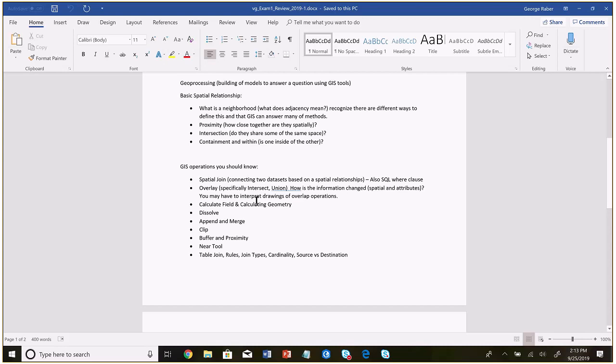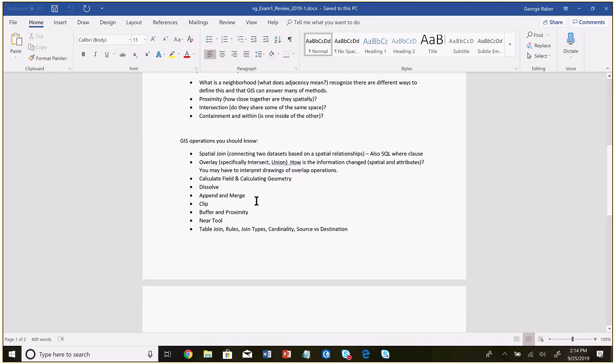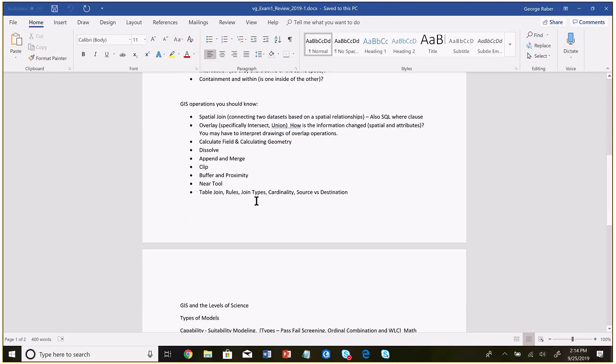So you might have some spatial relationship questions. Does B contain A, or is B within A, or, well, I already gave the proximity example, but does A intersect B? Things like that. All right. Basic spatial relationships, but the reason why you need to know those is because of the spatial join operations.